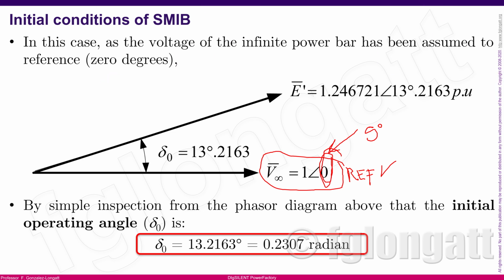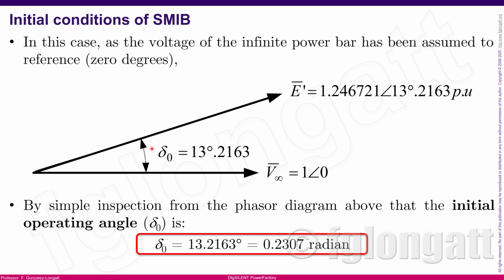If you look here, let me clear the screen. If you look in this phasor diagram, you can see the location for the internal voltage. This is 1.24 at 13 degrees, okay? And this is the infinity bus bar position, okay? 1 at 0 degrees. The angle that is defined between the two phasors is the initial operating angle, that is the initial rotor angle, okay? In this very specific case, the numerical value is 13.21, okay?